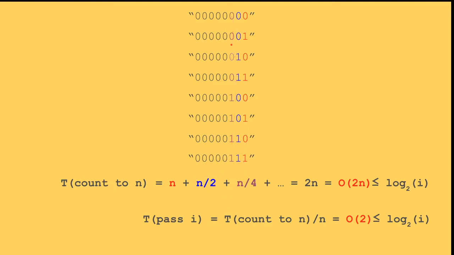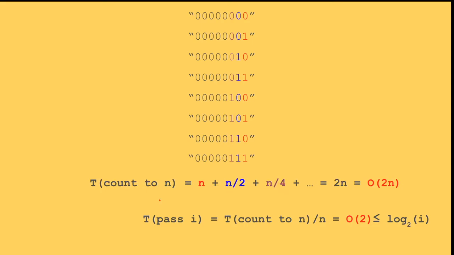For the next bit, that would be n over 4. And we can continue writing this. So T of count to n is equal to n plus n over 2 plus n over 4. And in the limit, this total is 2 multiplied by n, which is O of 2n. So if I have n operations to be O of 2n, each pass then would be T of count to n divided by n, which is O of 2.